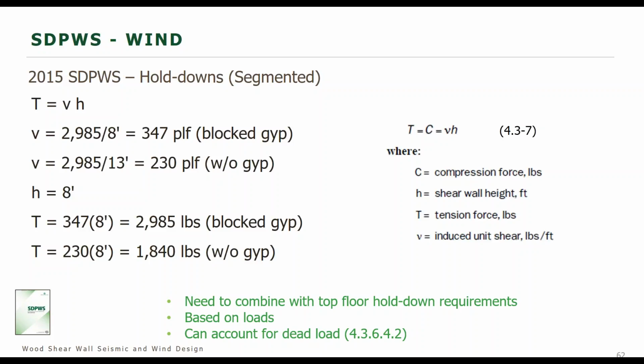And once again, you're going to need to combine these requirements for our hold down requirements with the top floor hold down requirements. So we see that the wall with the gypsum contribution has a hold down requirement of 2,985 pounds. And then the wall that does not include the contribution from the gypsum would have a hold down requirement of 1,840 pounds.